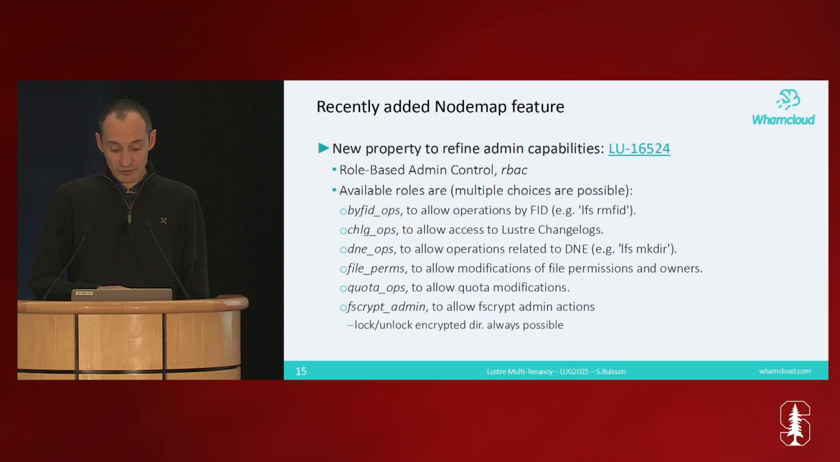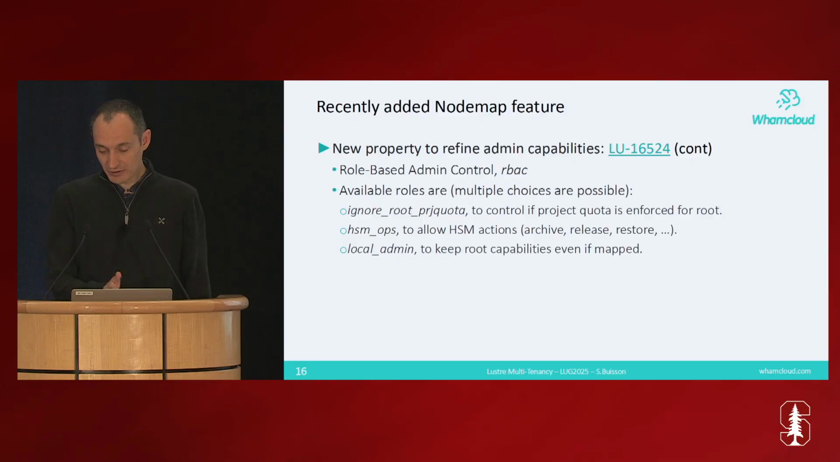I'm not going to list all the properties, but you can choose to have all of them or only some of them. For instance, you have the file perms role that would let you modify file owner or file permissions. If you do not have this property, it would not be possible to modify those on the files.